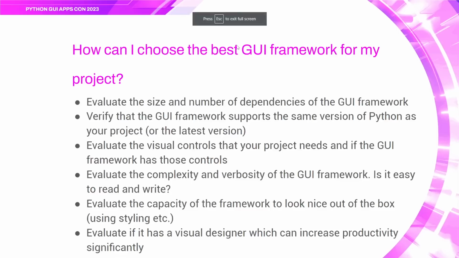All right, moving on. How can I choose the best GUI framework for my project? You should evaluate the size and number of dependencies of the GUI framework, and verify that the GUI framework supports the same version of Python as your project, or the latest version. In this case, as you saw, some of them didn't support the latest version, and I just moved on from those. Evaluate the visual controls that your product needs, and whether the GUI framework has those controls. You should evaluate the complexity and verbosity of the GUI framework. Is it easy to read and write? Evaluate the capacity of the framework to look nice out of the box, use styling, etc. And then evaluate if it has a visual designer, which can increase productivity significantly. So all those things you can look at when you go to choose a Python GUI framework.